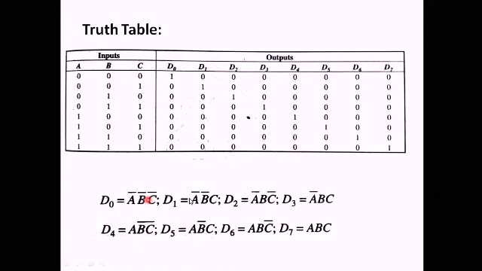So from these expressions, the circuit of a 3 to 8 decoder can be implemented like this. Just see.